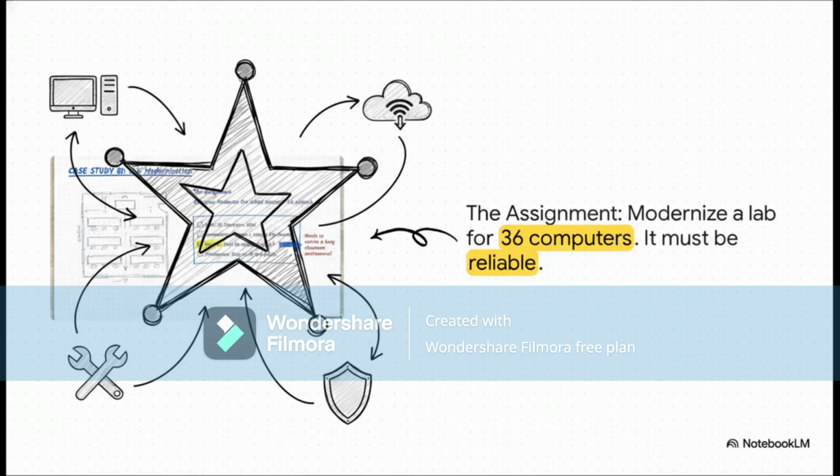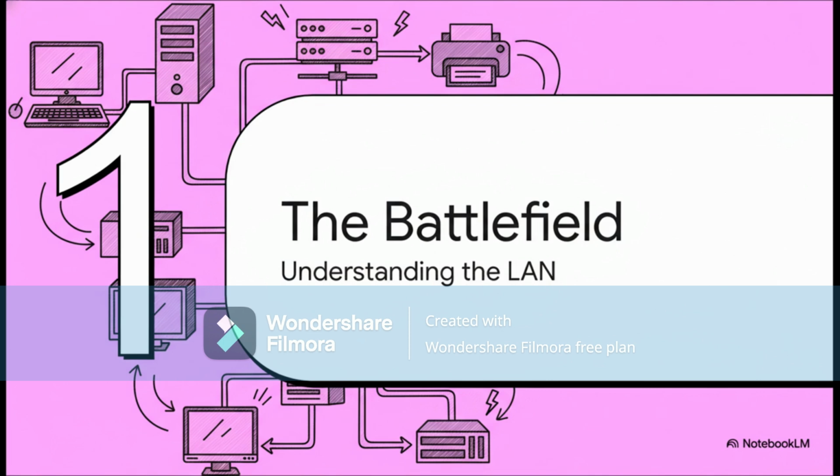So here's our mission. We've got to upgrade a lab with 36 computers. And the two most important goals are, number one, it has to be reliable, and number two, it needs to be easy to fix. I mean, in a busy classroom, you just can't have the whole network going down because of one little glitch. All right, first things first, before we can come up with a solution, we've got to understand the battlefield. And in our case, that's something called the LAN.